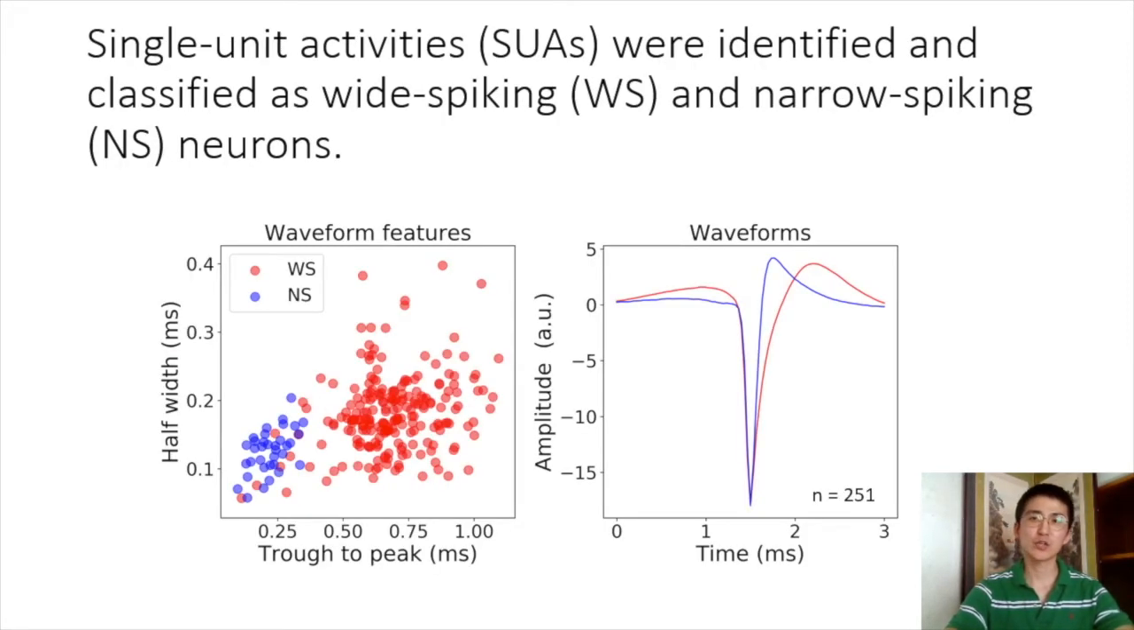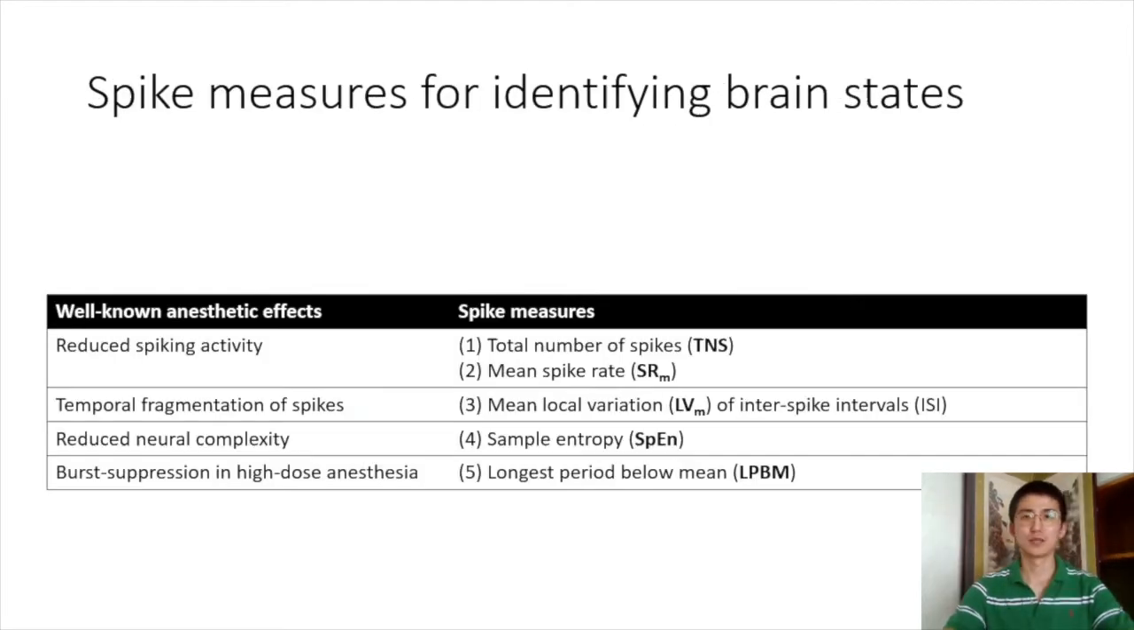From this recording, we could identify spiking activity of individual neurons. And based on their spike waveform, we classify them into wide spiking, the red color, and narrow spiking, the blue color. The wide spiking neurons correspond to putative excitatory neurons, and narrow spiking neurons are expected to be putative inhibitory neurons.